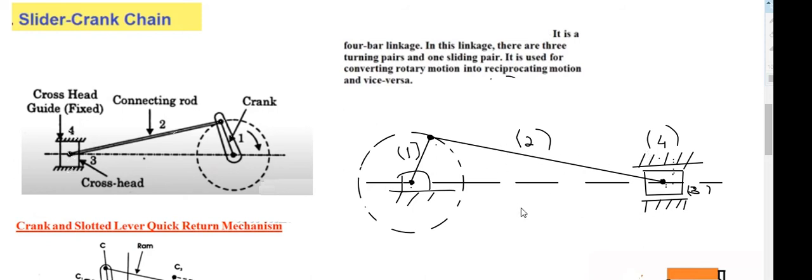If you are using this mechanism in an engine, we are converting the reciprocating motion of the piston inside the cylinder, due to the burning of fuel, to the rotary motion of the crank, which will be supplied to the wheels of automobiles. And if you are using this in some machine tool operations, that we will see later, it is used to convert the rotary motion given by a motor to the reciprocating motion supplied to the tool head, by which the tool cuts a machine surface. We will see it in detail. So this is basically a slider crank mechanism.